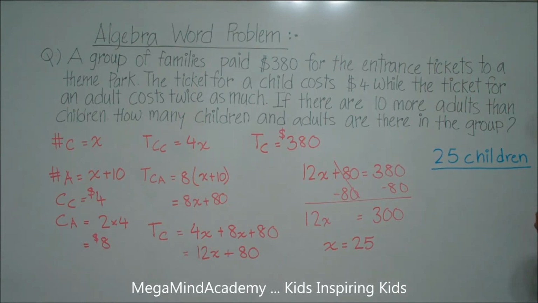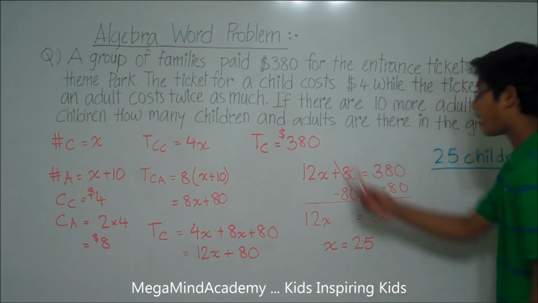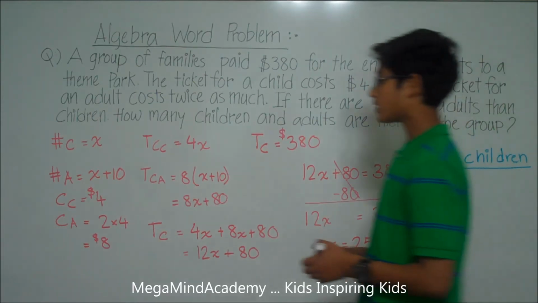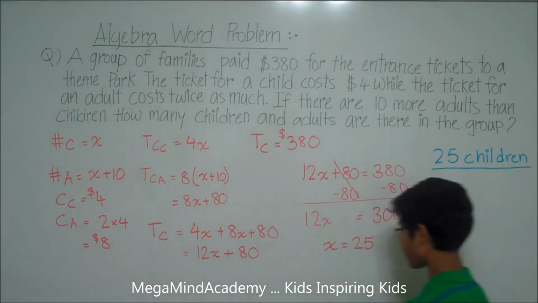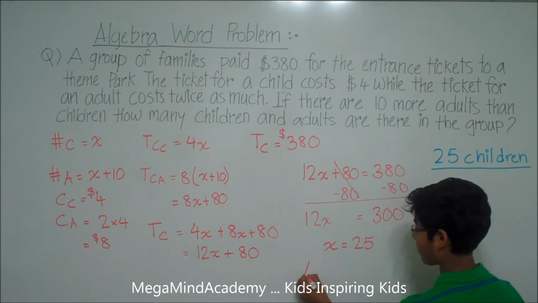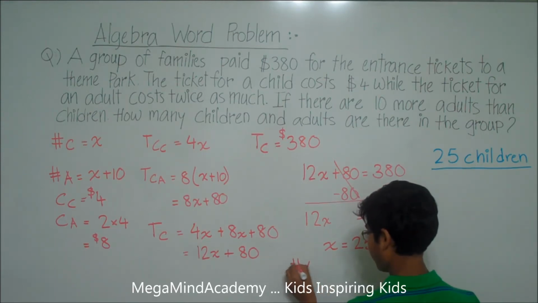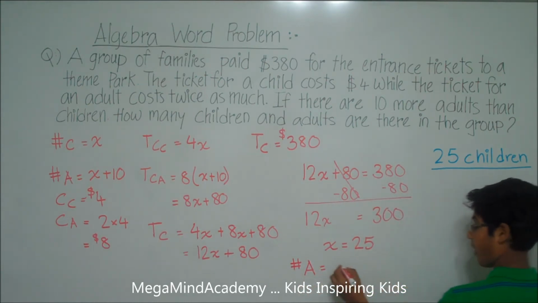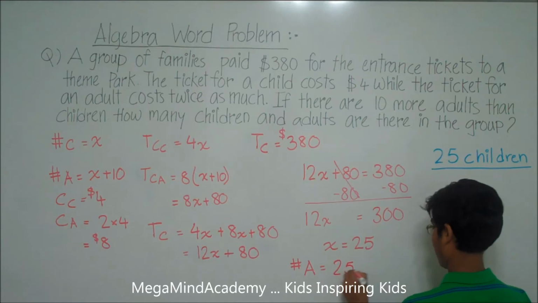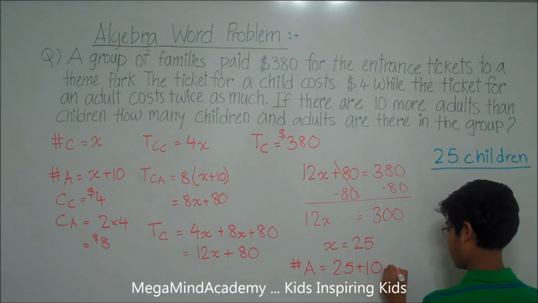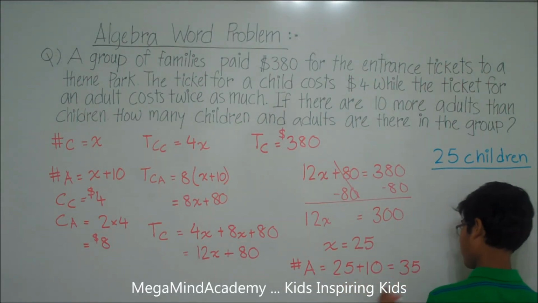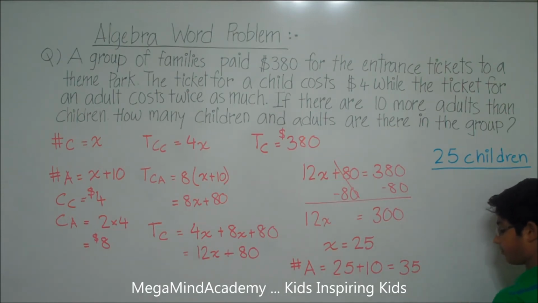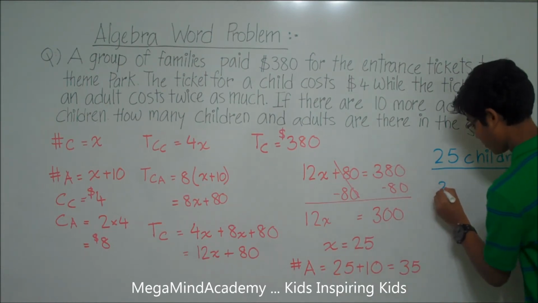Now we also need to find out the number of adults in the group. We know that the number of adults is equal to x plus 10. So the number of adults is equal to x, which is 25, plus 10, which is equal to 35. So this means that there are 35 adults in the group.